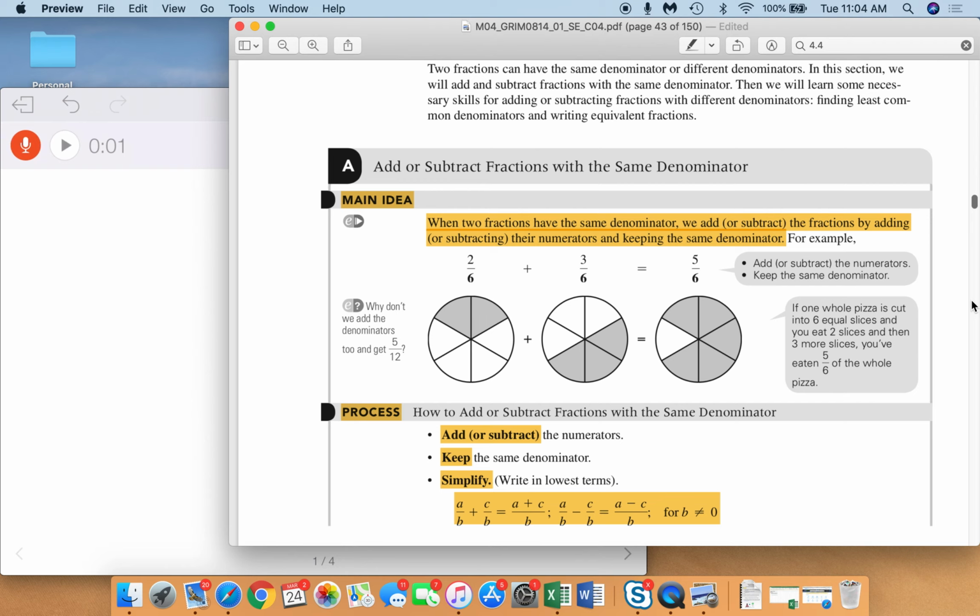So this one, you don't need to worry about finding a common denominator. We're just looking at the same denominator. So here, when you have 2 fractions that have the same denominator, we add or subtract the fractions by adding or subtracting their numerators and keeping the same denominator.